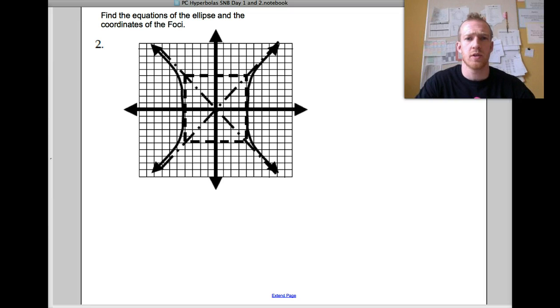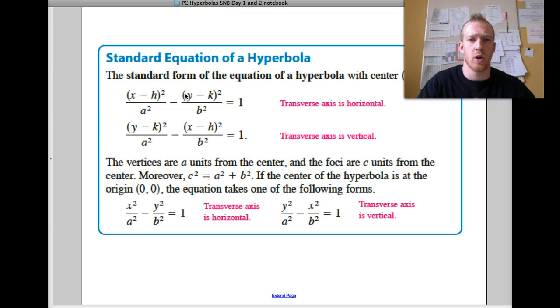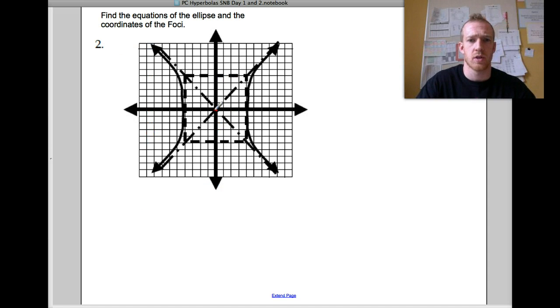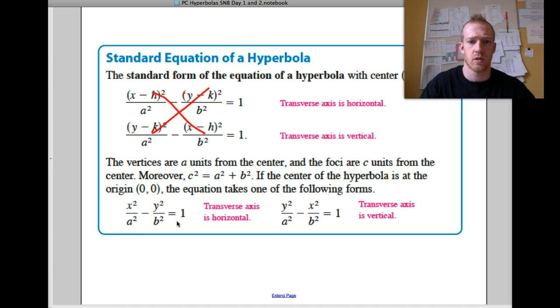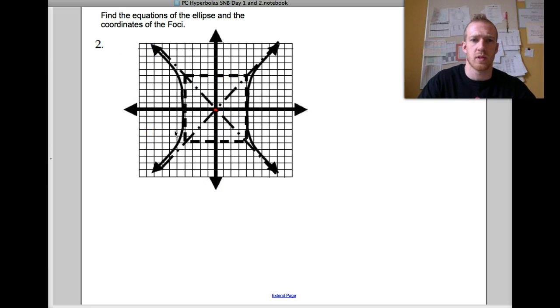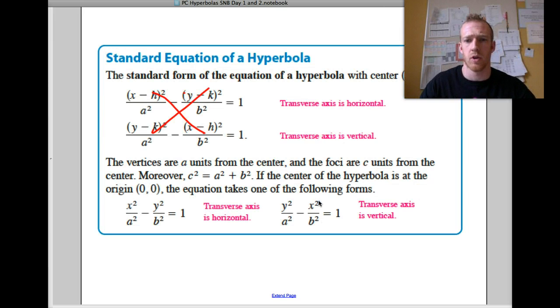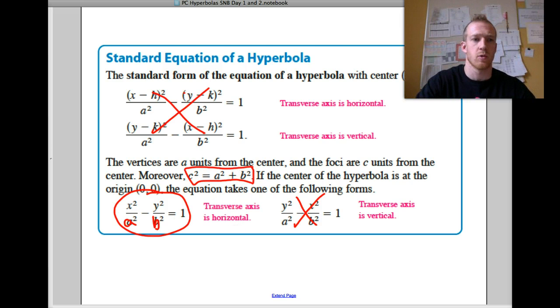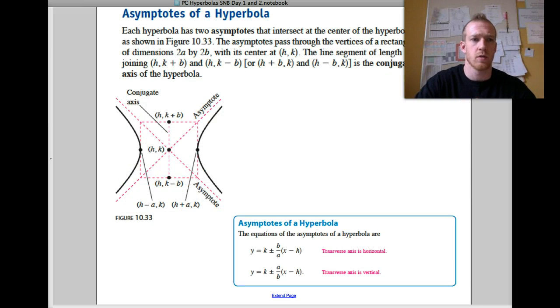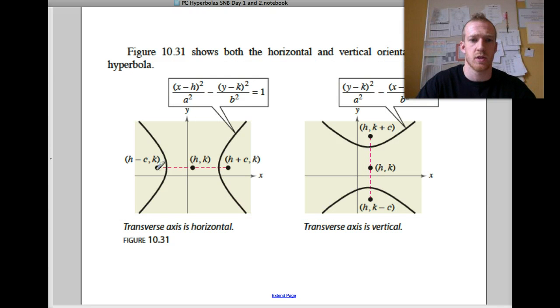So for an equation, we're not using these equations because it's centered at the origin. Our center is at the origin, so we're going to be using these equations. And also notice that it opens left and right, so that means the x squared term has to be positive. My bad. So we're not using this, we're using this equation. And we need a and b. And then this relationship tells us how to find c, which gives us the coordinates of the focus, or the foci, which are these here.